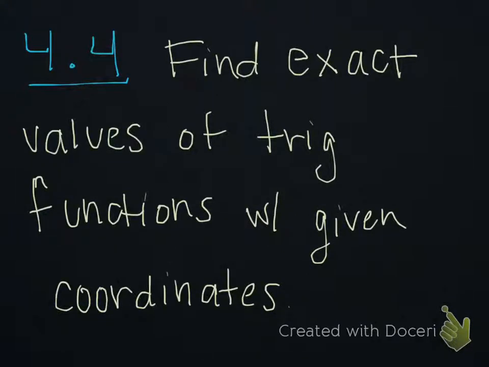Today we're at section 4.4 and the objective is to find the exact values of trig functions with given coordinates. So today we're going to assume that we're moving off of the unit circle, so the radius is no longer going to be 1. One main thing that you need to have for your notes is the formula to find the radius.